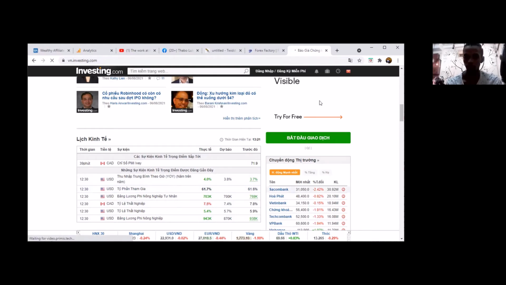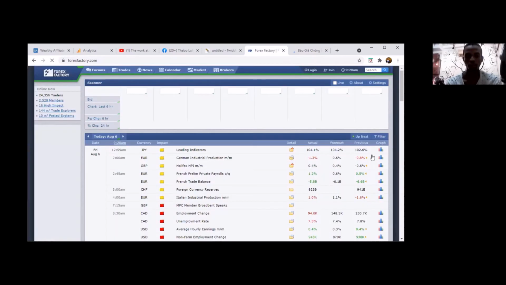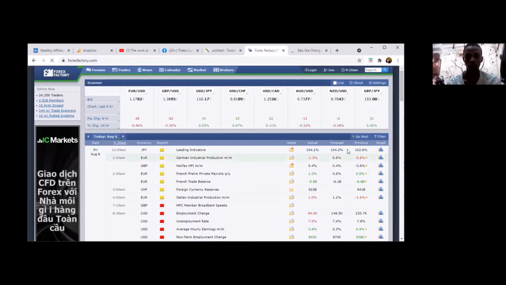Or you can go to Forex Factory. Forex Factory will tell you what's happening. You're going to see which news are going to be coming out. As you can see on Friday, GBP, CAD, USD is actually like NFP week.